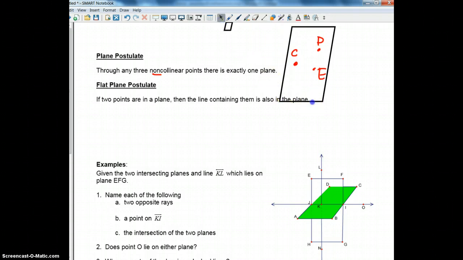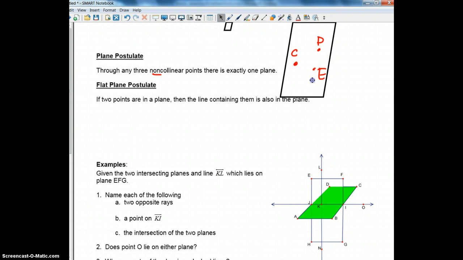Some of you might be thinking, well, you could just draw a bigger parallelogram or a longer parallelogram, and those would be different planes. But that's not true, because technically a plane goes on forever. It's a flat surface that goes on forever. So if you think about the piece of paper that's in front of you that you're drawing on right now, that's a plane. So anything you could draw on that paper would be on the same plane. So through any 3 non-collinear points, there's exactly one plane containing them.